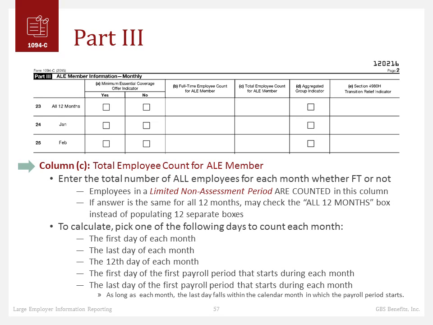In fact, everyone is counted, even those who are in their limited non-assessment period or a waiting period. So you're basically counting belly buttons. The only thing you have to understand is that you have to count belly buttons on the same day every year. It can either be the first day of the month, the last day of the month, the 12th day of the month, the first day of the payroll period, or the last day of the payroll period.